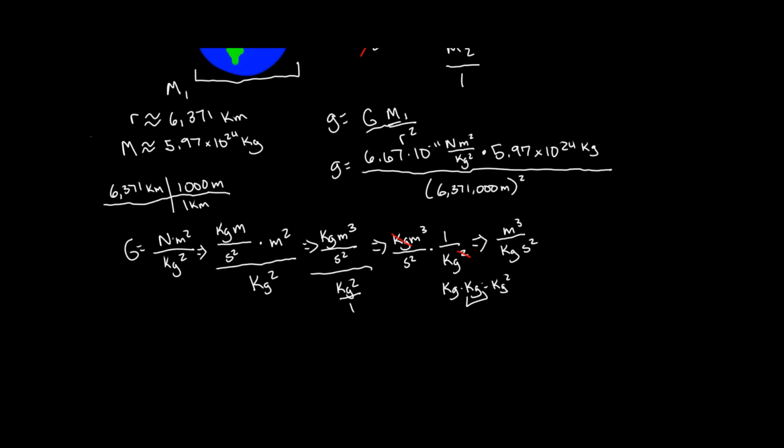So let's rewrite our equation with this new unit. G is equal to 6.67 times 10 to the negative 11 cubic meters over kilograms times seconds squared, times 5.97 times 10 to the 24 kilograms.